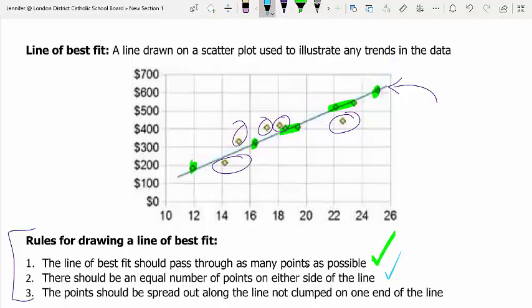And finally, the points should be spread out along the line, not clumped on one end of the line, which I have here, right? The points are spread out from one end to the other.